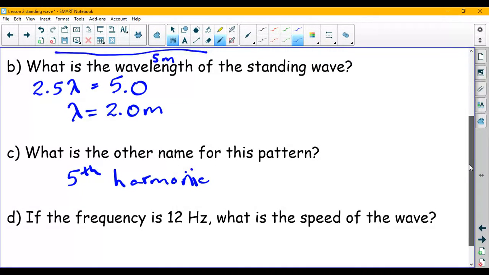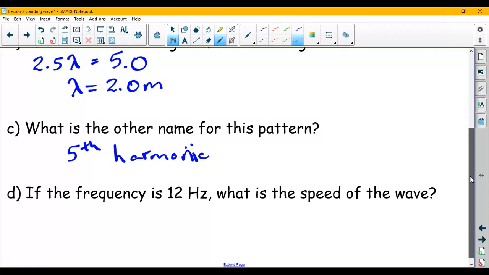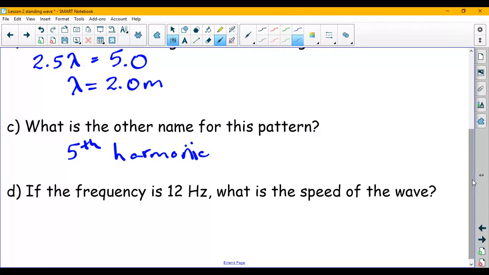The last thing it wants me to do is it tells me the frequency is 12 hertz, and I need to know the speed of the wave. Well, I also know the speed of the wave equation, right? That the speed of the wave is equal to the frequency times the wavelength. So the speed of the wave in this case will be the frequency, the 12 hertz that it gave me, times the wavelength, 2 meters. So that's pretty straightforward. Multiplication.